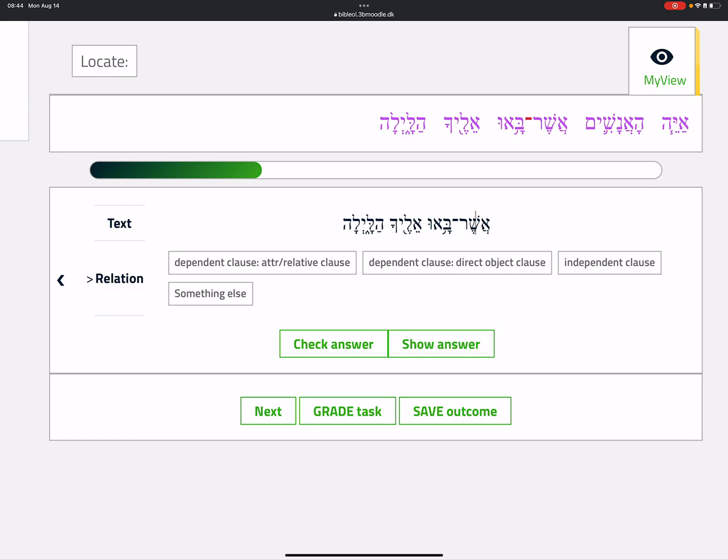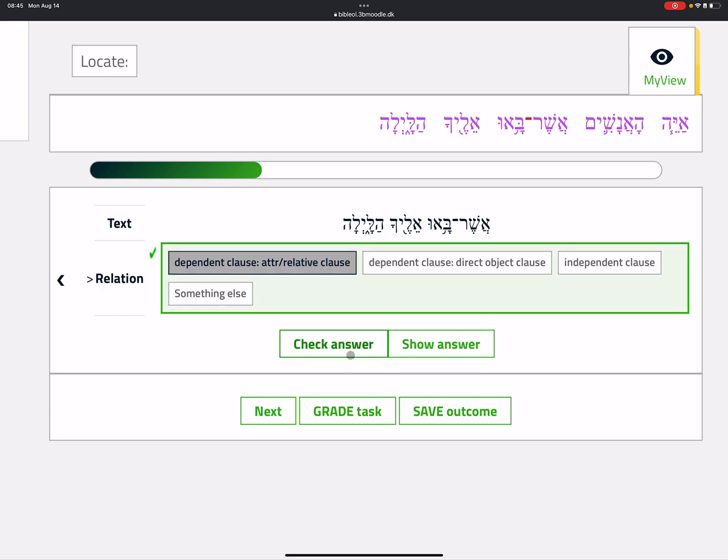Obviously, the asher clause opens a dependent clause, so now we have 2 options. Is it a dependent clause that functions as a relative clause, or is it a dependent clause that functions as a direct object clause? Well, in this case, there is no verb that requires a direct object. That is not provided, so the asher clearly marks this as a relative or attributive clause. Check answer. Very good.